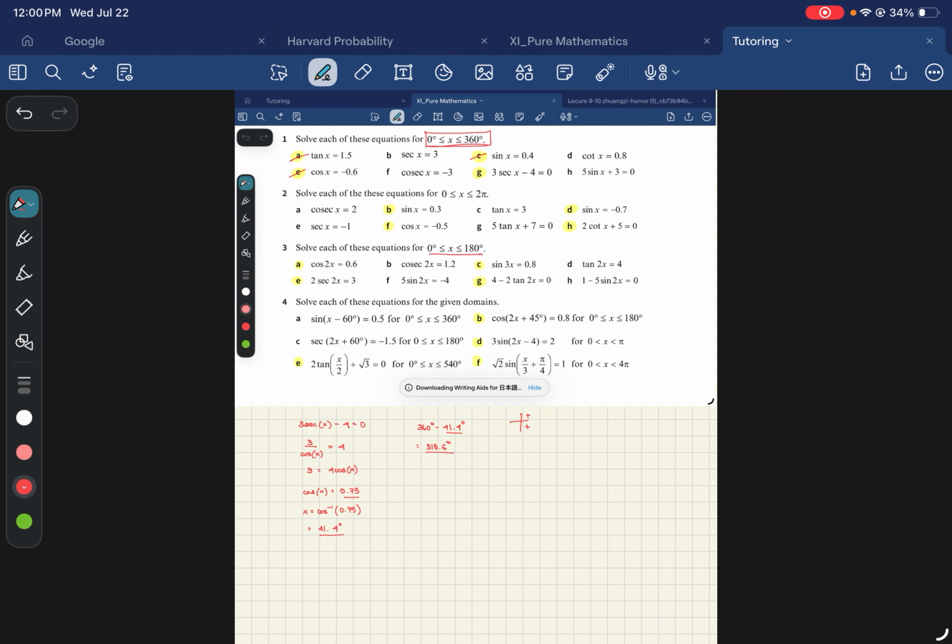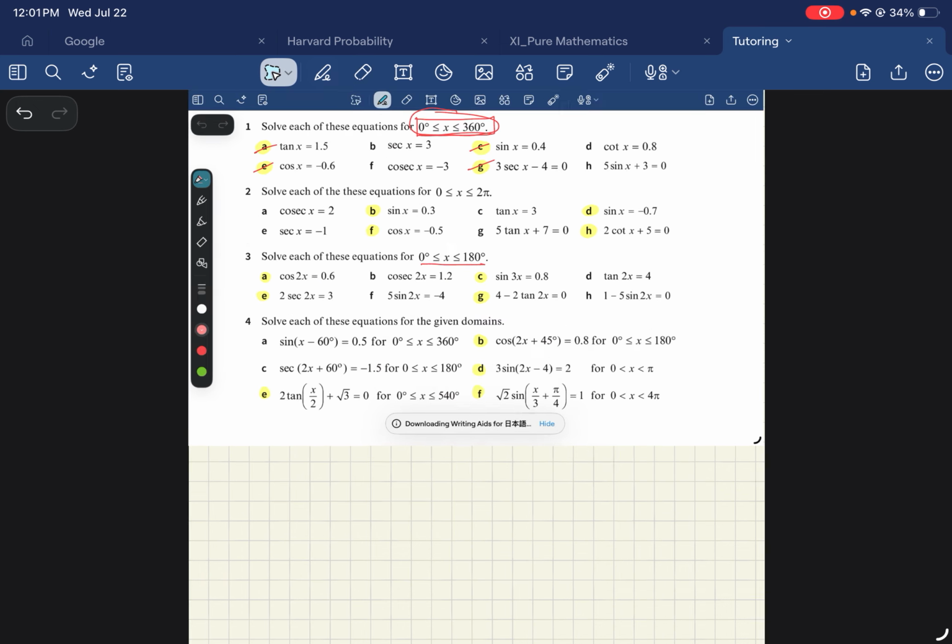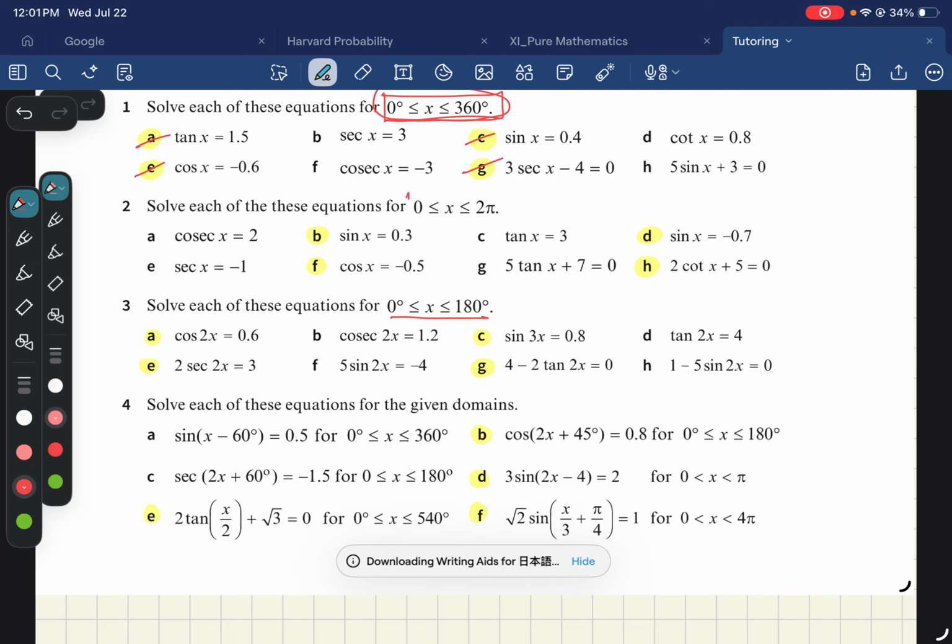All right, so that is how you do it. And this only works for this restriction. For other restrictions, we'll have to think in other ways. But for question 2, the restriction is the same. We're just working with radians now. 0 to 2 pi just means 0 to 360, so everything we've discussed still applies.